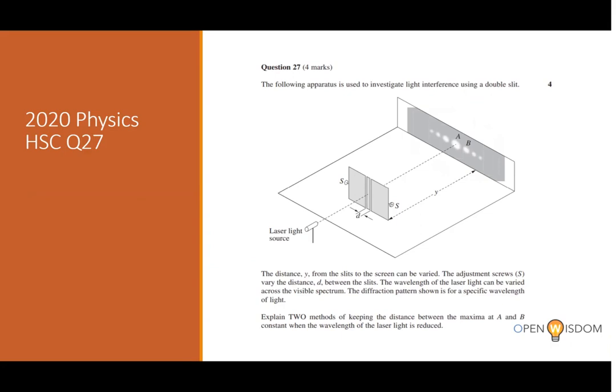Explain two methods of keeping the distance between the maxima at A and B constant when the wavelength of the laser light is reduced. Now feel free to pause the video right now and have a go at the question yourself. Otherwise, I'll be going through exam strategies and how you will be able to answer this question.